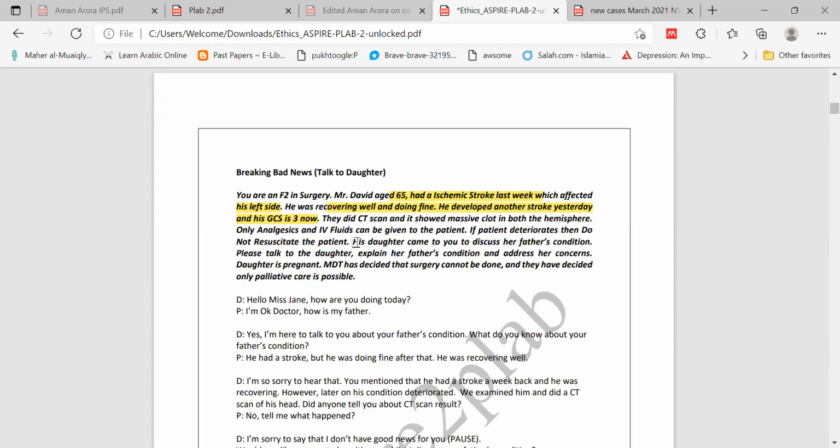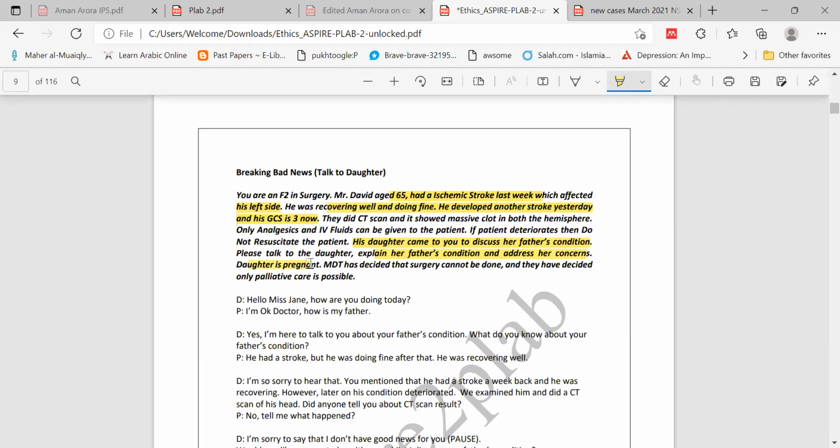If the patient deteriorates, DNAR. His daughter came to discuss her father's condition. She is here to discuss her father's condition, which means she knows what's going on with the dad. Talk to the daughter, explain father's condition, address her concerns.